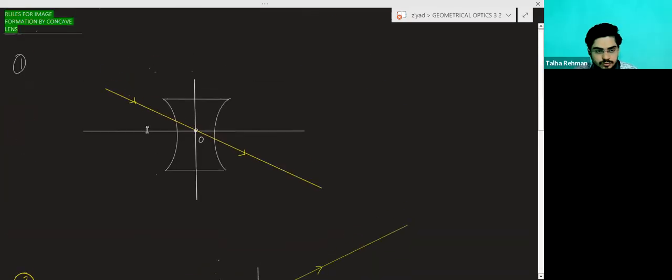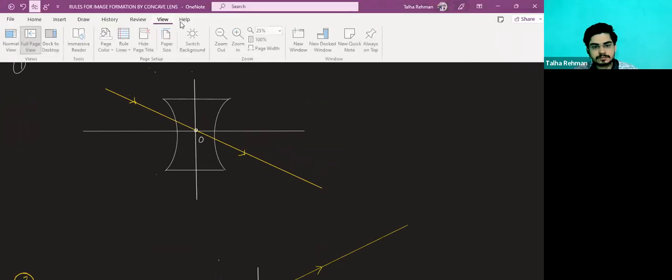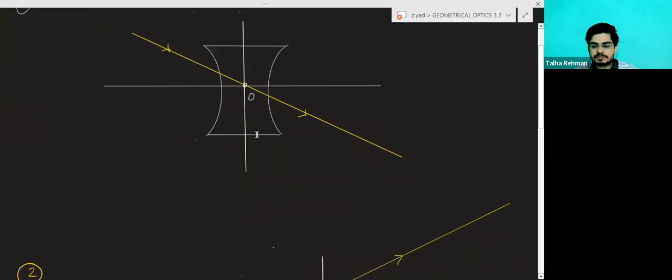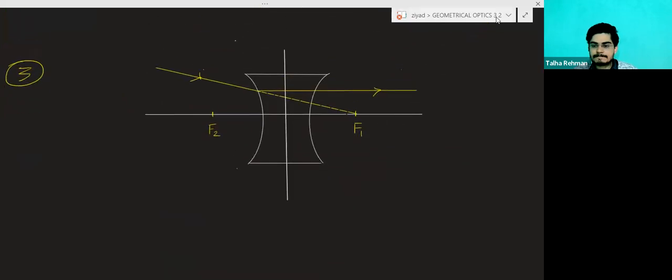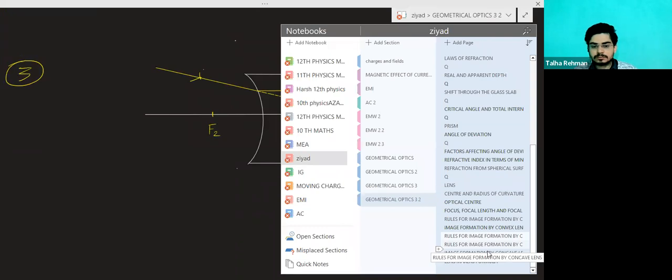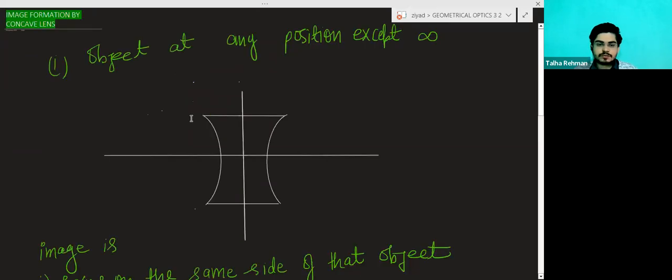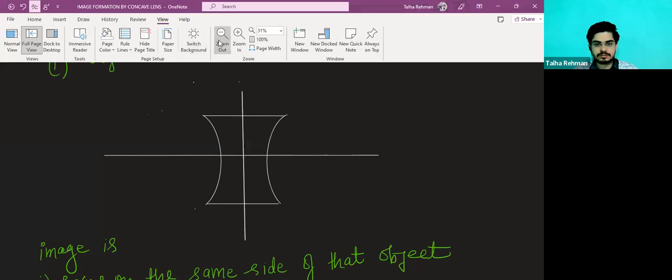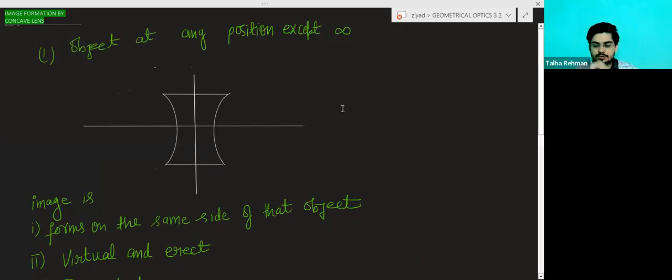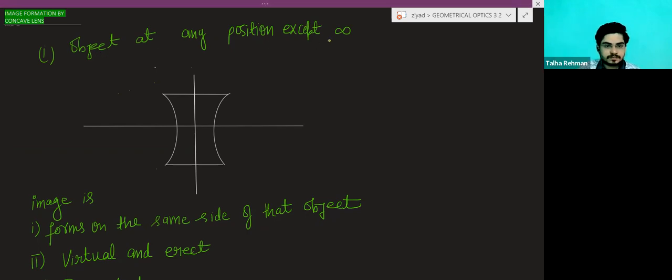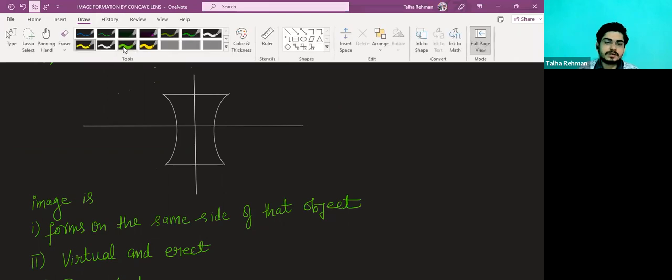Okay. So now we will discuss the image formation by the concave lens. In case of concave lens, there are only two cases for the image formation. First case is if you will place the object at any position except infinity in front of the lens.